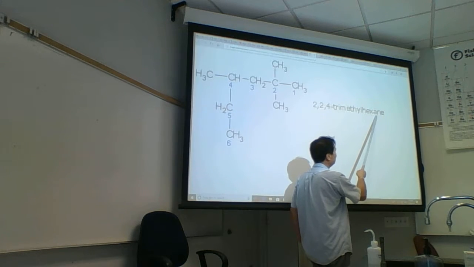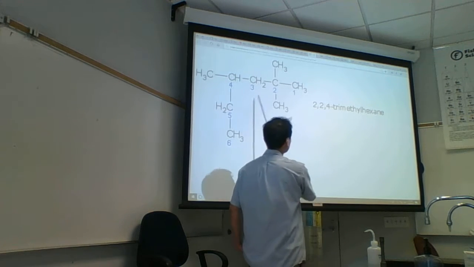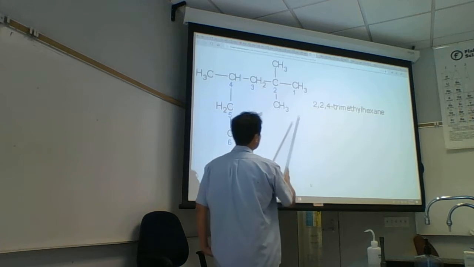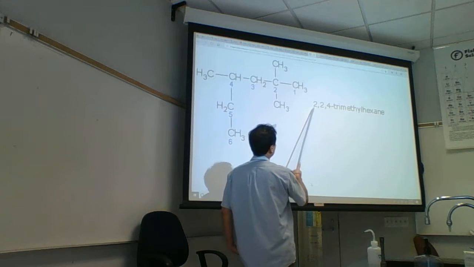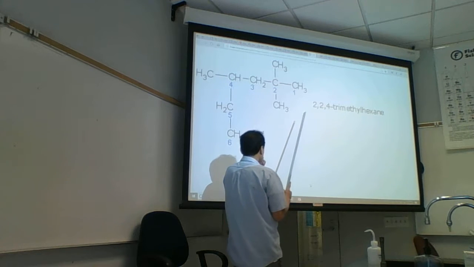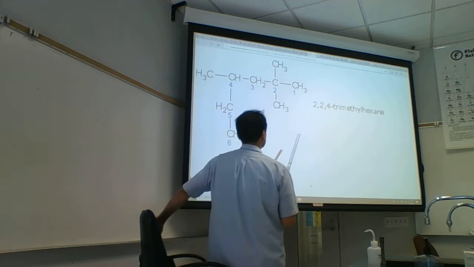If we have an ene, there's a double bond. If we have an yne, which is Y-N-E, there's a triple bond. Well, there are only single bonds here. And so it's a hexane. But there are things that are attached to this hexane. You see this? Let's take a look at the name. It's 2,2,4-trimethyl. Tri being 3. And so there are 3 methyls.